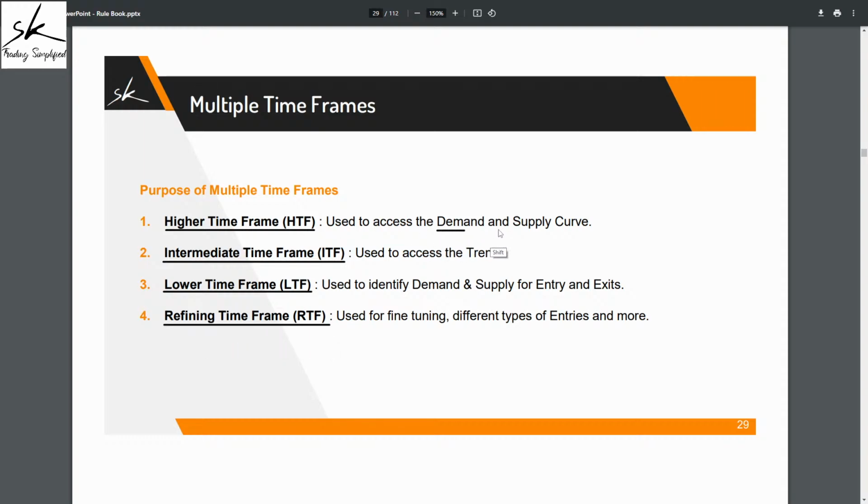Higher time frame is used for demand supply curve analysis, intermediate is used for trend analysis, lower time frame is the time frame where we identify areas of demand and supply for our entries and exits, and the refining time frame can be used for multiple purposes like fine tuning the zone, different kinds of entries like your type 2, type 3 entries, or in case we need to apply some additional rules, that is also where this time frame can help us. So now we know what the 4 different time frames are and the purpose of each and every time frame.